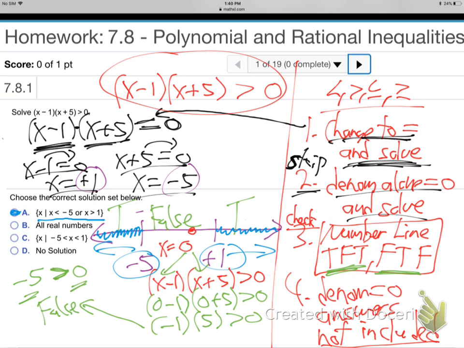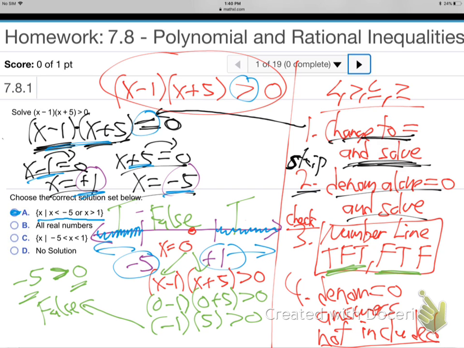Questions I can answer? No? So, just running over it again. Step 1, you just change your greater than, less than, whatever you have, change it to equals and solve. You guys know how to solve this. You just set each one equal to 0 separately. Get your two answers, 1 and negative 5. Put them on the number line, 1 and negative 5. That breaks the number line into 3 sections.